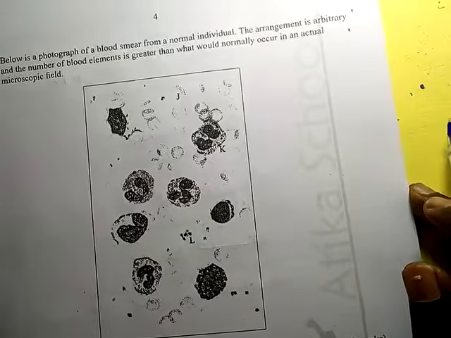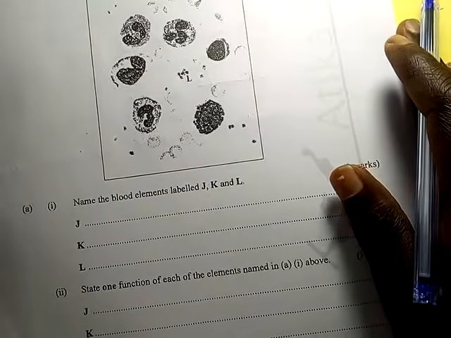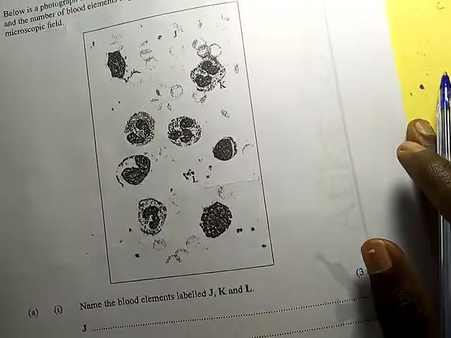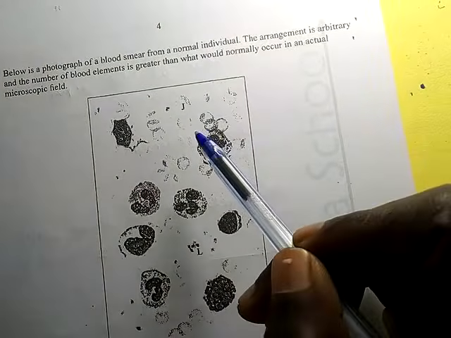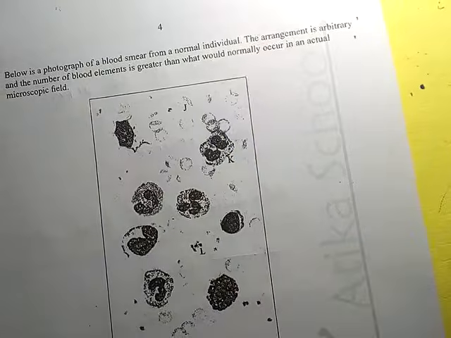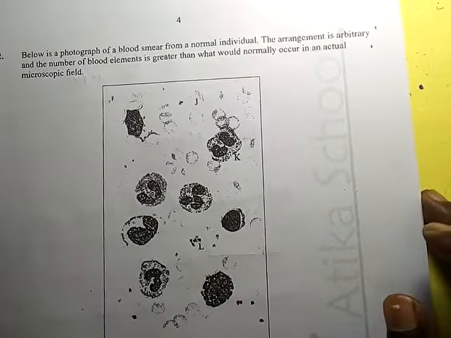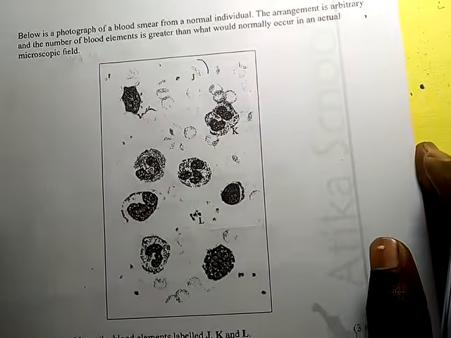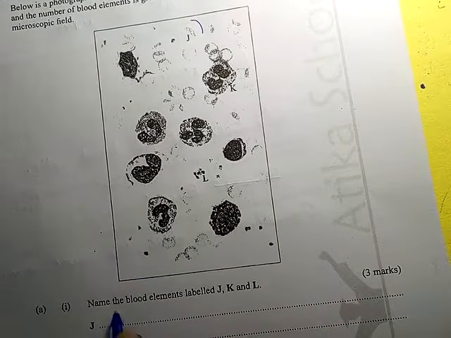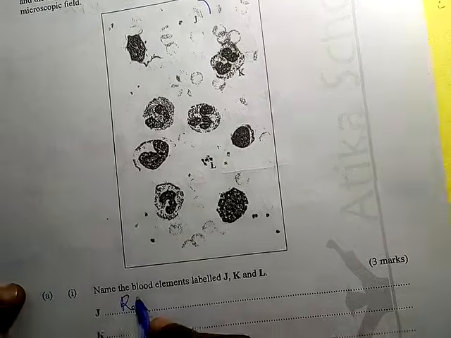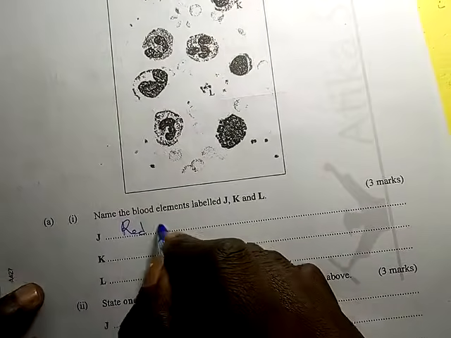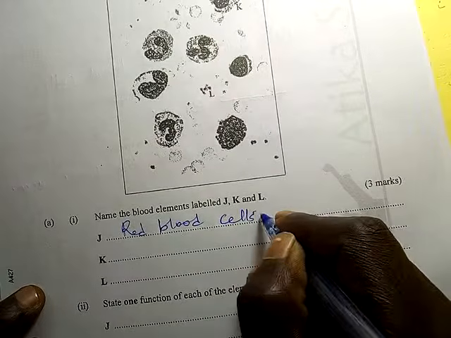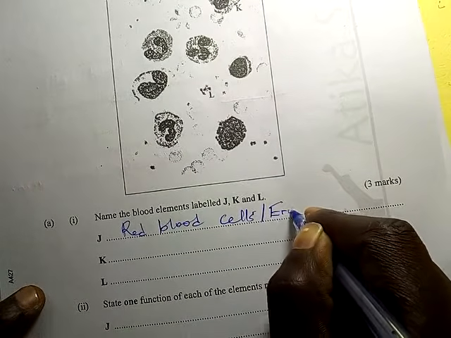Now, name the blood elements labeled J, K, and L. J we see is very small, but it is biconcave in shape. Now it is the red blood cells, or the erythrocytes.